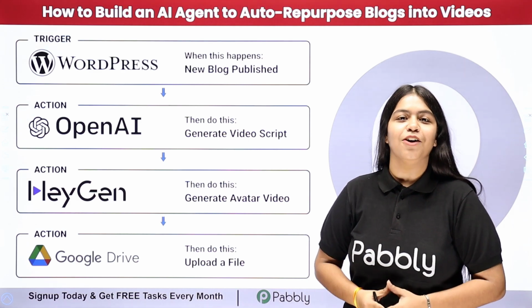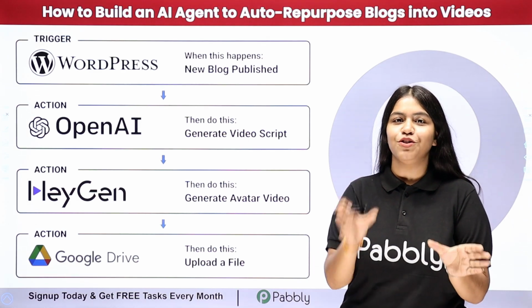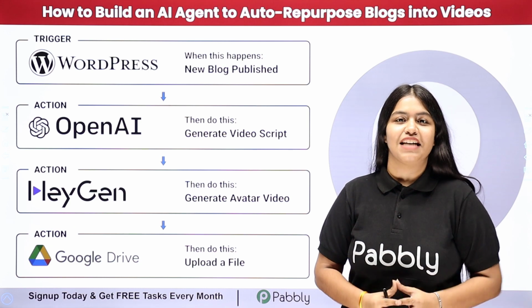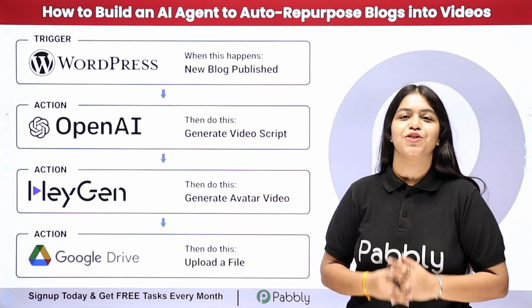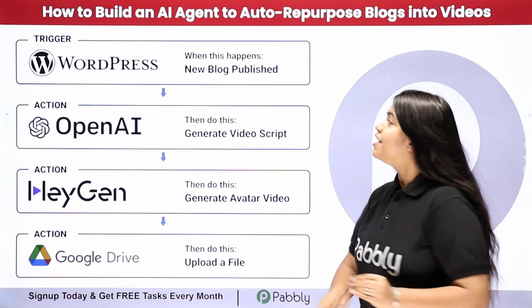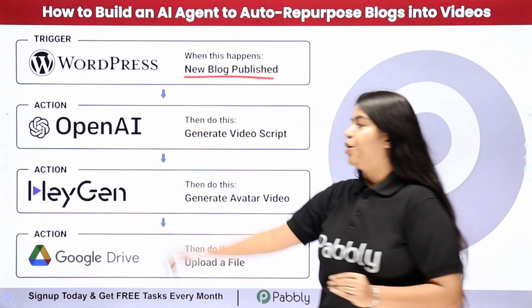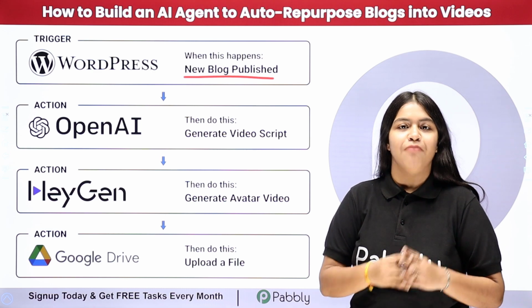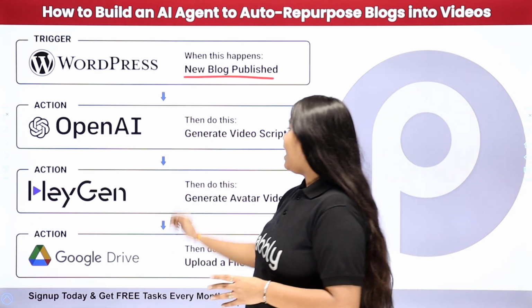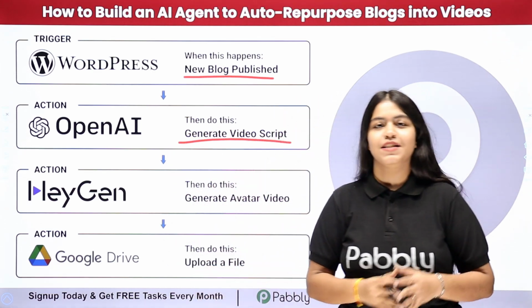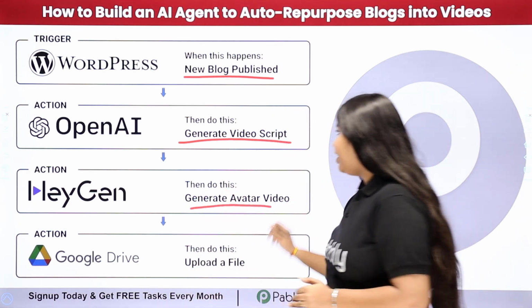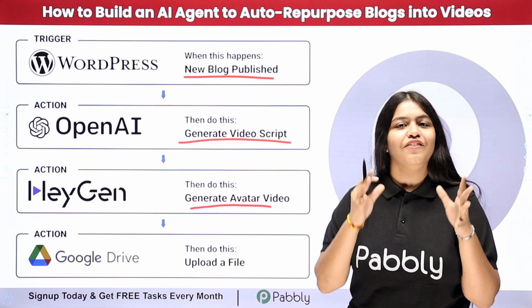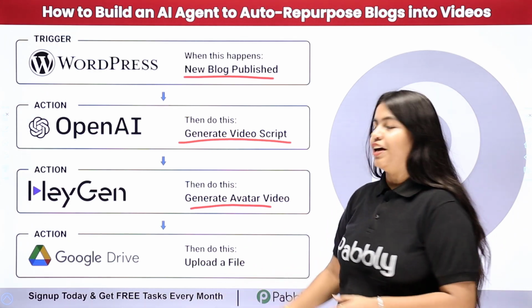So like you, I also wish to convert my blogs into short videos. So to do this, I've simply created this amazing automation where what is going to happen is that as soon as a new blog is published on my WordPress account, automatically my AI agent, which is OpenAI, is going to generate me the video script. And then with the help of HeyGen, we are going to create an avatar video using the same video script, and we are going to add that video into our Google Drive account.